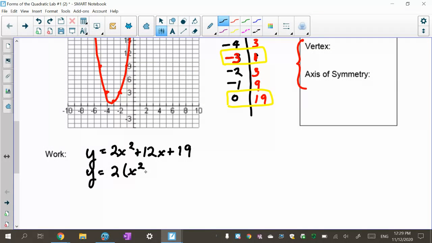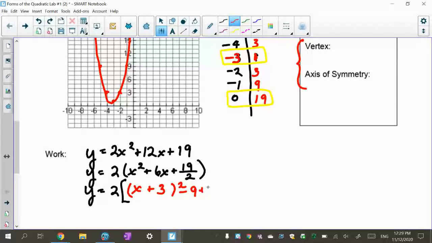When I do that, that's x squared, 12 divided by 2 is 6x, and 19 divided by 2 is 19 over 2. It doesn't go in evenly, so I'm going to leave it like this. Y equals 2, and now I'm going to force it to complete the square, a perfect square binomial. Take the variable, keep the sign the same, half the middle. Oh, it's nice. Then I take whatever this is, because I've added a 9 to it, subtract the 9, and bring down the 19 over 2.